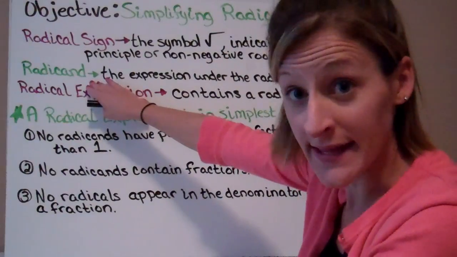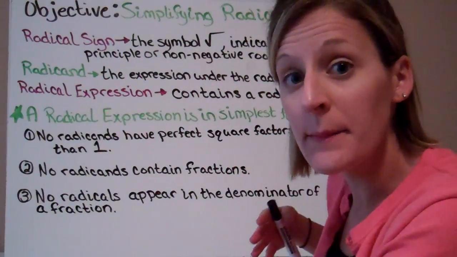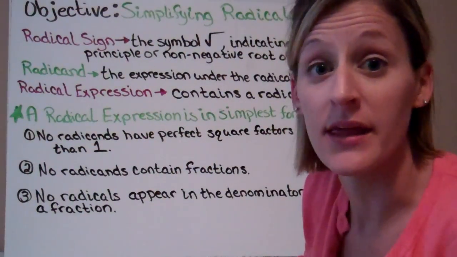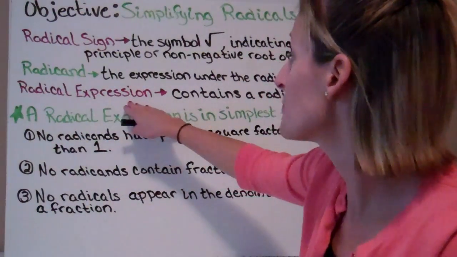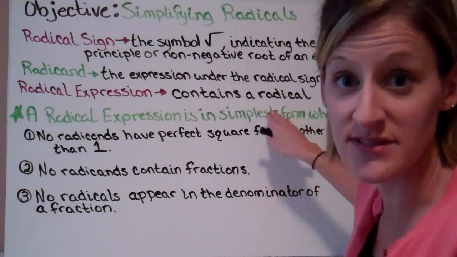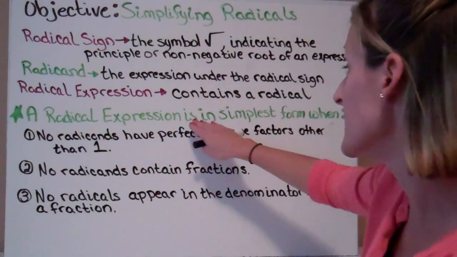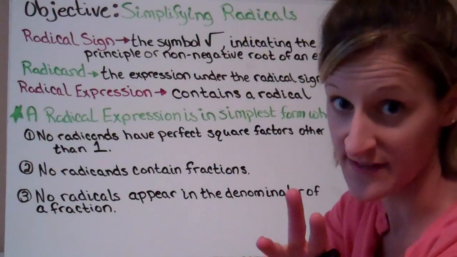Now, a radicand is the expression under the radical sign. So it may be a number, an operation, or maybe a number and a variable. A radical expression is an expression that contains a radical sign. Now, with the radical expression, it's going to be in its simplest form when three things have to happen.